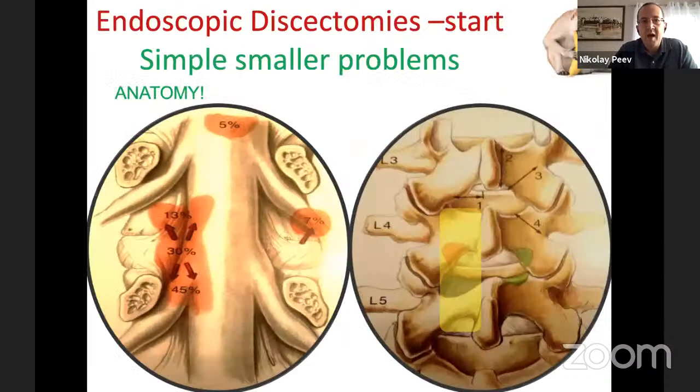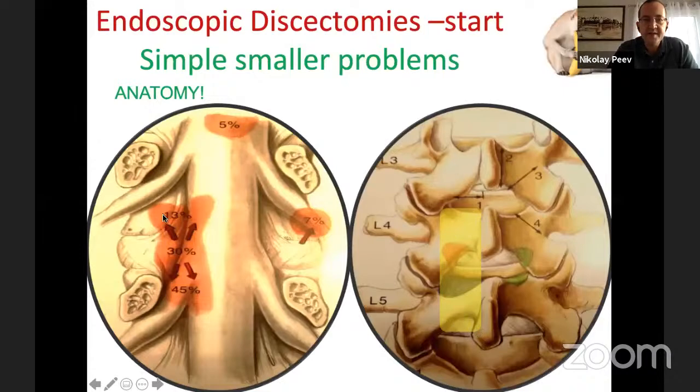So we started with anatomy. Of course, anatomy is crucial to understand if you are starting any new technique. And this is the case with the endoscopic transforaminal discectomies as well. Most of us, during our training, do a lot of microscopic discectomies, and we are familiar with this zone here, which is close to the midline.